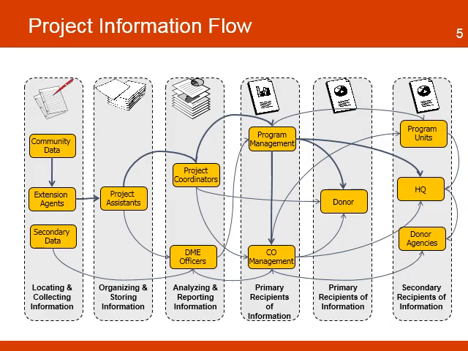One of the first steps of defining and planning for an MIS is to understand the information flows in the project. There are 6 basic processes that define these flows: locating and collecting community data, organizing and storing the data, the analysis and reporting of information, the use of information by primary and secondary recipients of the information.